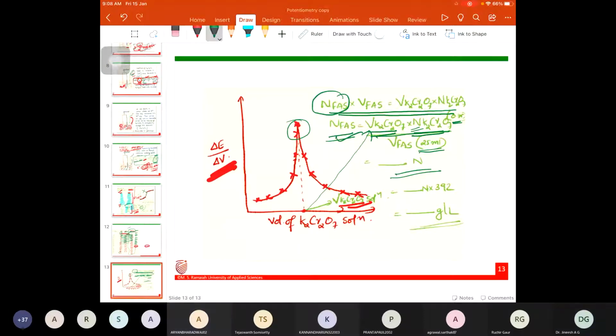Once you get the concentration in normality, if you want to convert it into grams per liter, what you have to do? Multiply with the equivalent weight of ferrous ammonium sulfate. Ferrous ammonium sulfate equivalent weight is 392. So you multiply with that value, 392, and you will get the concentration in grams per liter. Clear? Any doubt?